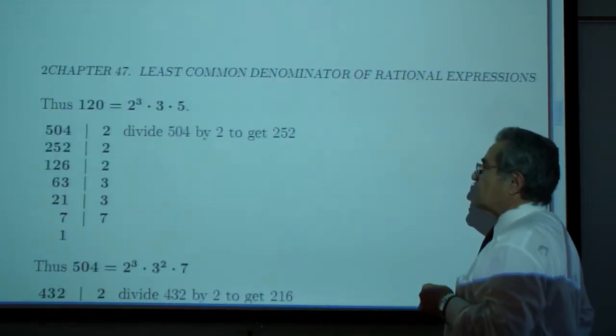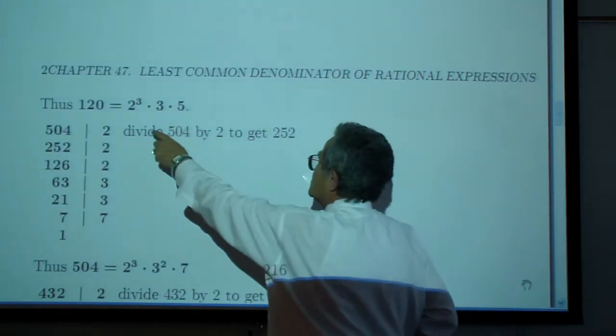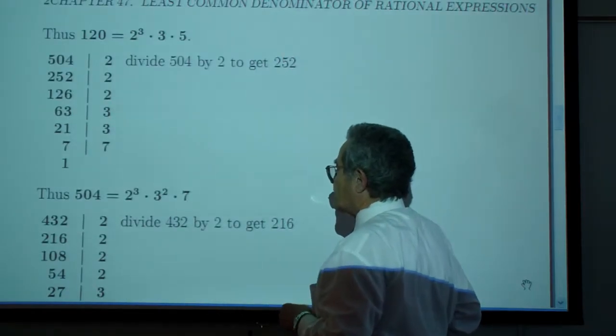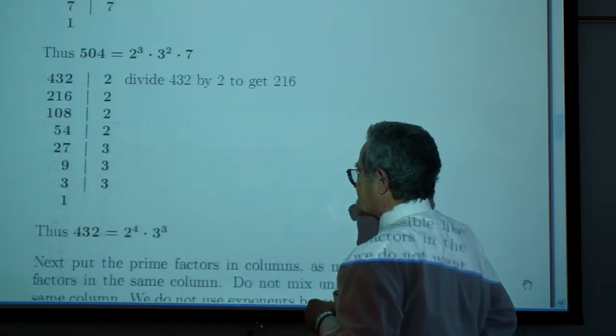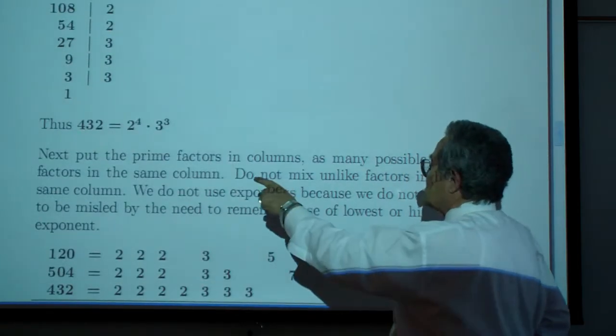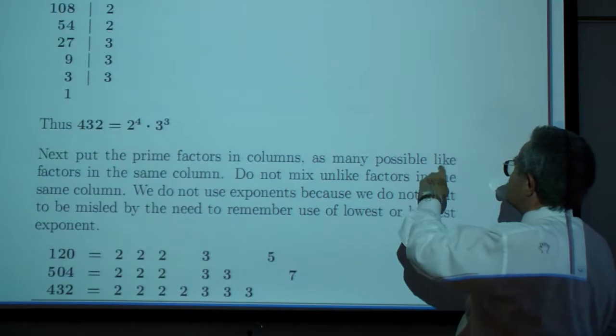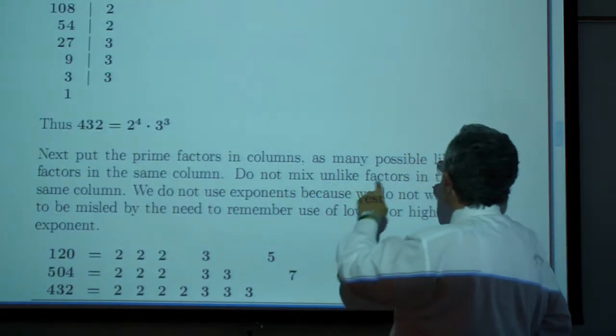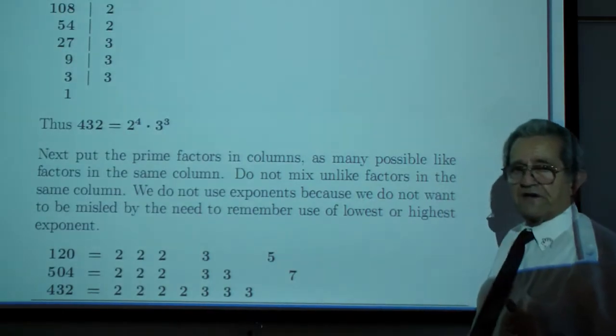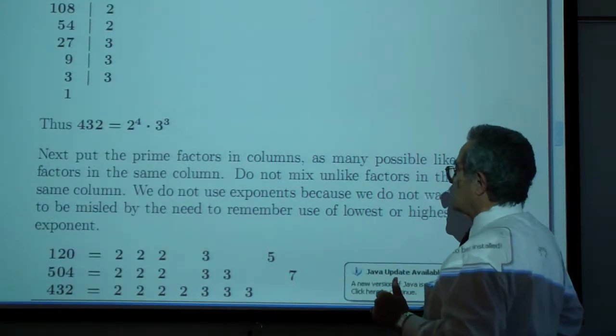Similarly, for 120, it is 2 cubed times 3 times 5. 504, 2 cubed times 3 squared times 7. Next, the prime factors are put in columns, as many factors in the same column as possible, but do not mix unlike factors in the same column.